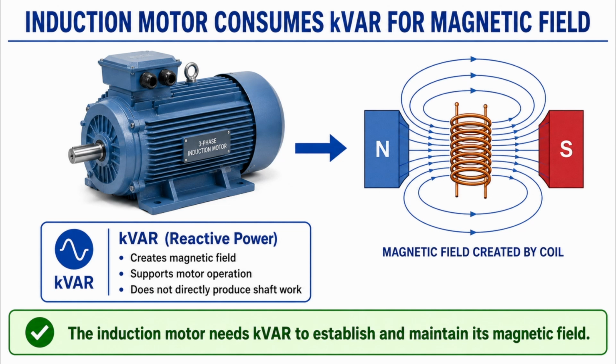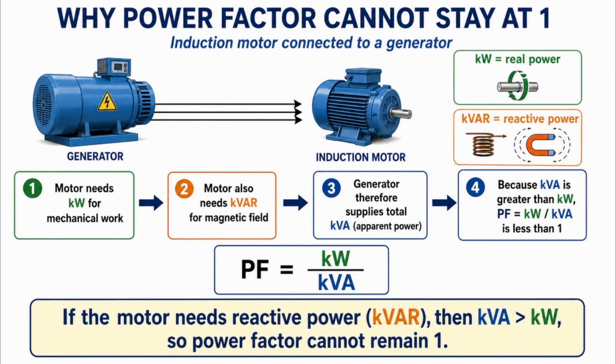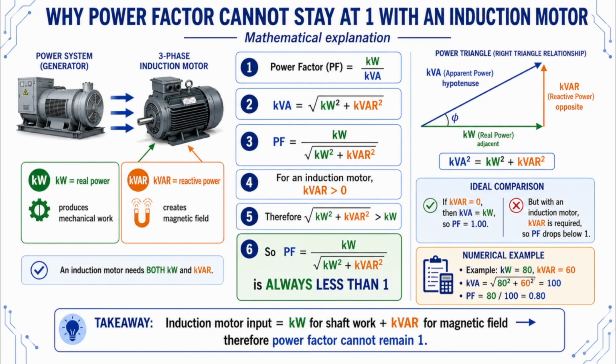So as soon as this inductive load is connected, the generator is supplying not only real power, but reactive power as well. And now our perfect 100 kilowatts from 100 kVA condition begins to change. Because some of the electrical system capacity is now associated with reactive power, the apparent power becomes greater than the real power. Therefore, the power factor falls below 1. So now, we can clearly understand the main idea. A power factor of 1 is theoretically ideal. But when an induction motor is connected, the motor needs kW for useful mechanical work and kVAR to establish its magnetic field. That is why, in a real industrial system, power factor naturally falls below 1.